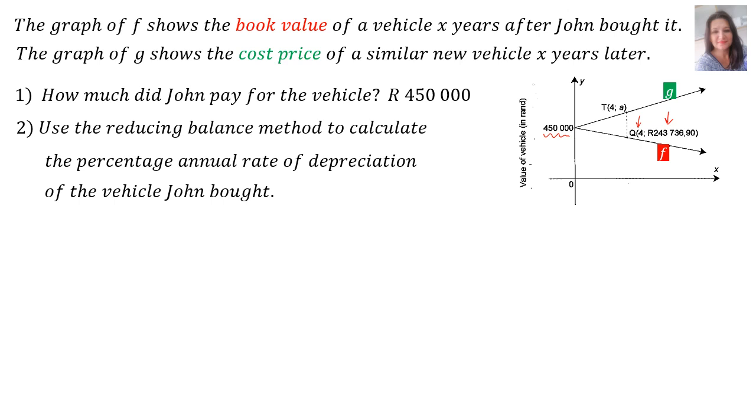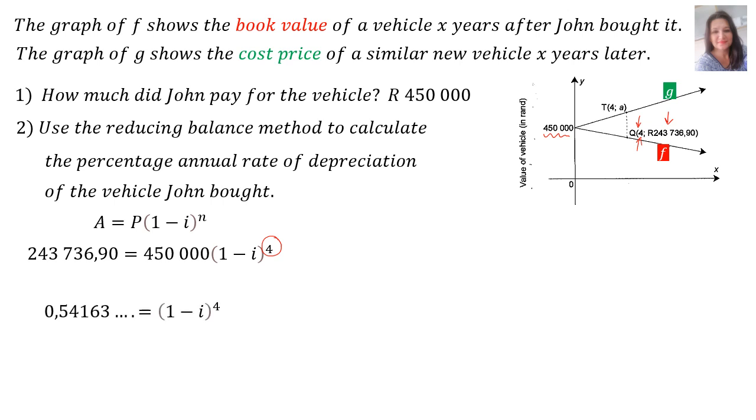So therefore, we will into this formula, A equals P bracket 1 minus I to the N, we will substitute. In A's place goes the 243,700 equals, in P's place, the 450,000. Bracket 1 minus I to the power of 4. N is 4, and that was this value over there. Then I will divide away the 450,000.